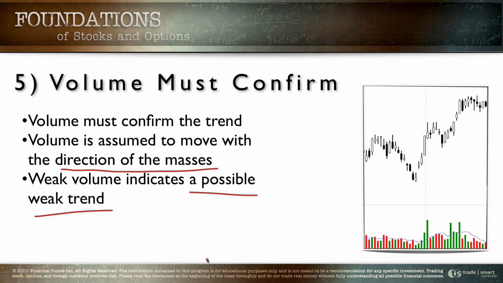So the idea here is that we want, in an upward market, in a bull market, the movement of the volume to be increasing. In a downward market, we want the trend of the volume to be increasing as well. In both cases, you want the volume increasing.